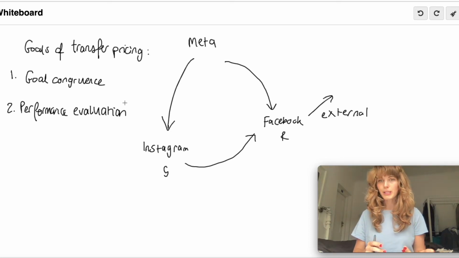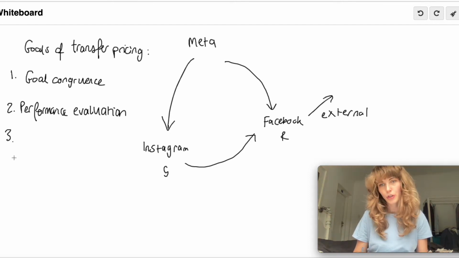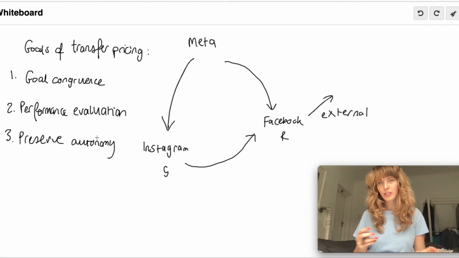So the transfer price must be set in order to compensate for that loss. And lastly, we want to preserve autonomy. And that's basically saying that these divisions shouldn't be the puppets of Meta, that they should feel like at least they have some say in operating decisions or in things such as setting the transfer price or the performance evaluations.